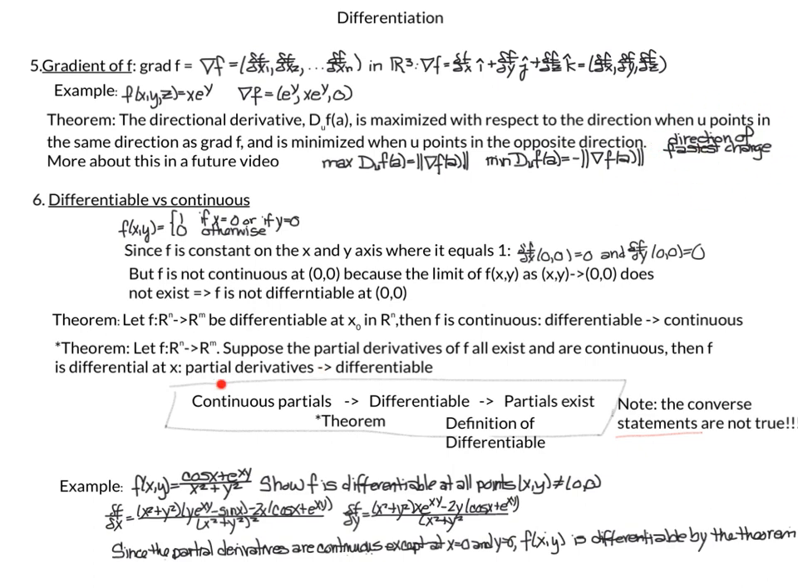Our last topic, I'm going to sum up with this one diagram here. We'll talk about differentiable versus continuous, and this is going to be my summary. I have two theorems. The first one says if we have continuous partial derivatives, that will imply, by this theorem here, that our function is differentiable. If our function is differentiable, just by definition of derivative, that implies that the partial derivatives exist. And you also want to note that the converse, going the other direction, statements are not necessarily true. And we'll see this more in the context of our video.